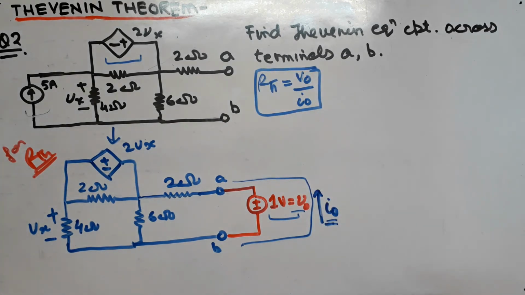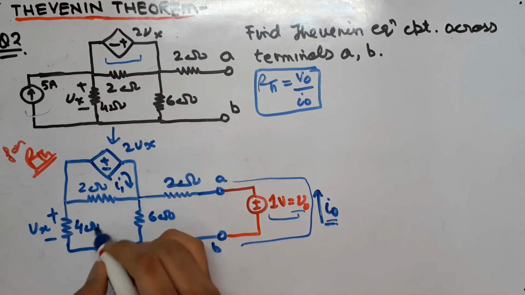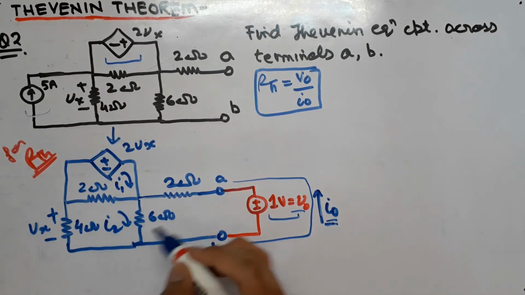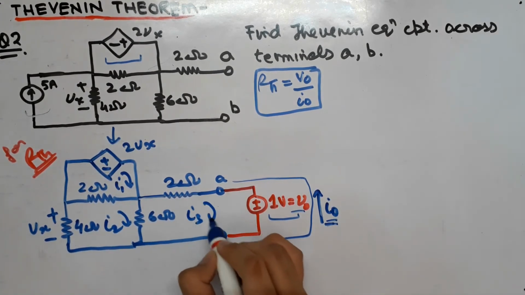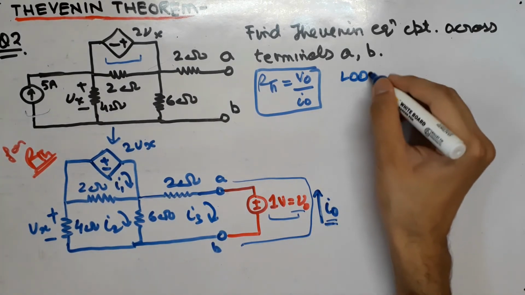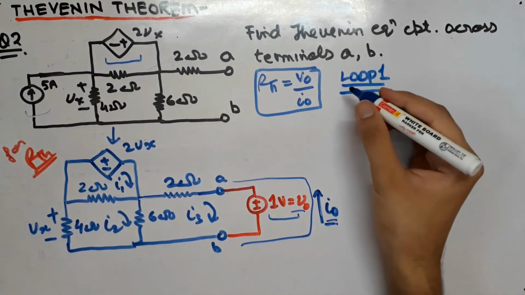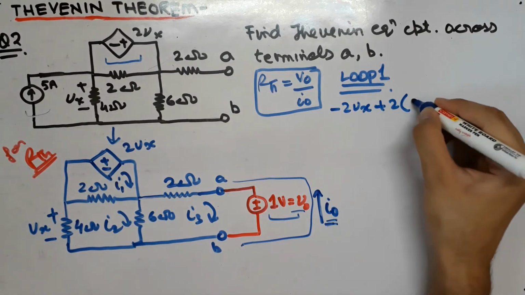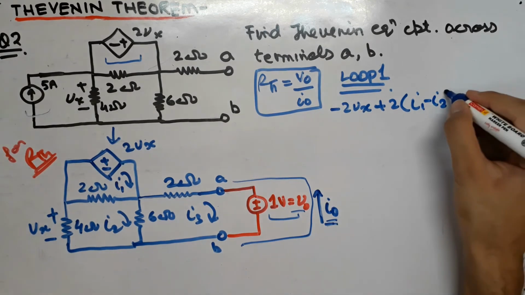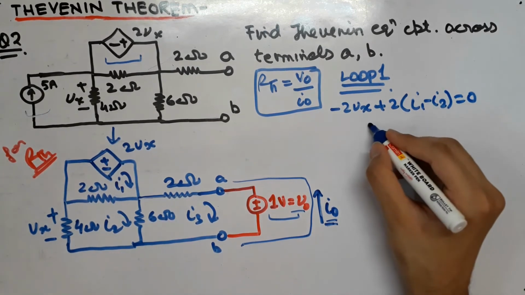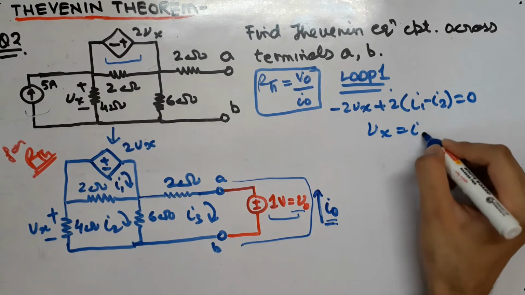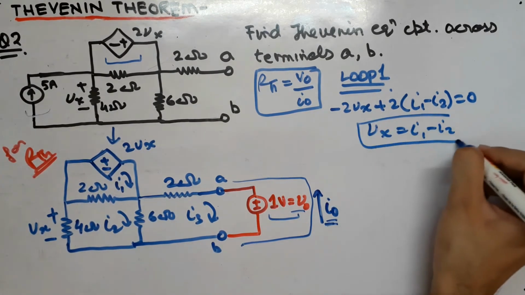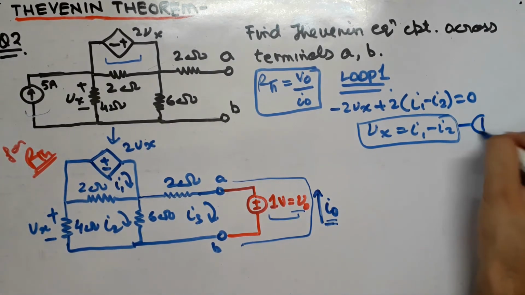First of all, we are going to apply the mesh rule. Now we will assume certain currents in each branch. That is, I1 in this loop, I2 will flow in this loop, and I3 will flow in this loop. Now we will first apply the mesh rule in loop 1. From there we will get minus 2Vx plus 2(I1 minus I2) equal to 0. If we solve this, we will get Vx is equal to I1 minus I2. Let us consider this equation as 1.